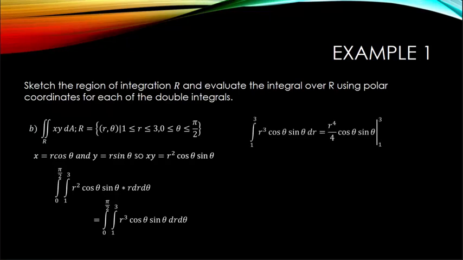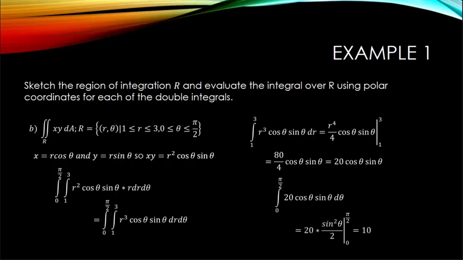My innermost integral is the integral from 1 to 3 of r cubed cosine theta sine theta dr, which gives me r to the 4th over 4 times the cosine of theta times the sine of theta, evaluated from 1 to 3. This gives me 80 over 4 cosine theta sine theta, or 20 cosine theta sine theta. This becomes my integrand in my outer integral, so that I'm taking the integral from 0 to pi halves of 20 cosine theta sine theta d theta.